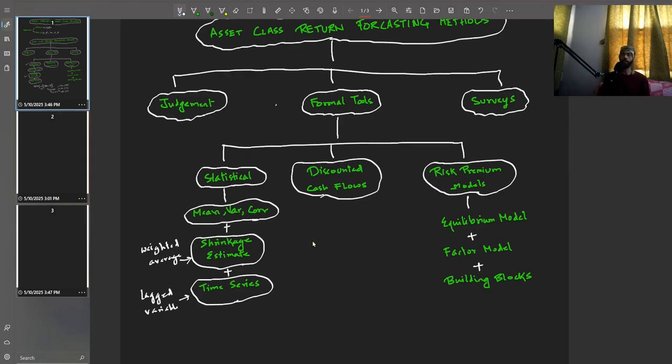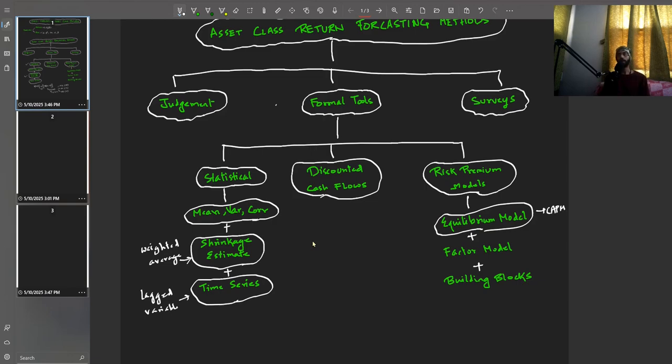Now under the risk premium model, there are again three ways of doing it. One is an equilibrium model. An example of an equilibrium model is the CAPM model, right? Capital asset pricing model. We have all understood that in the previous levels, which is risk-free rate plus beta into the market premium.